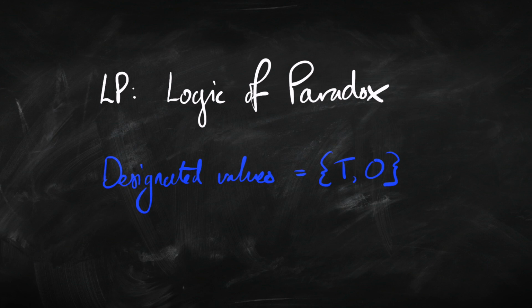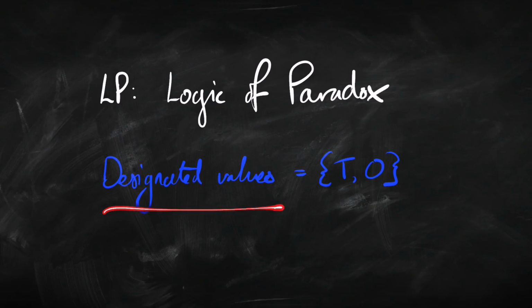So this is the logic that takes as its designated values both truth, classical truth, and the third value, which we called O for other. Okay, so we're thinking of that third value, other, as meaning both true and false.